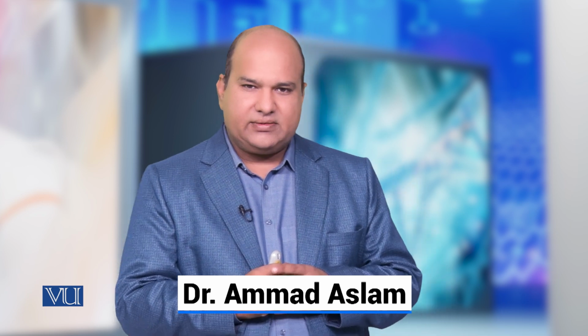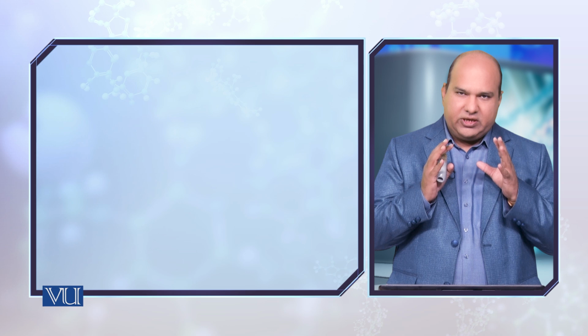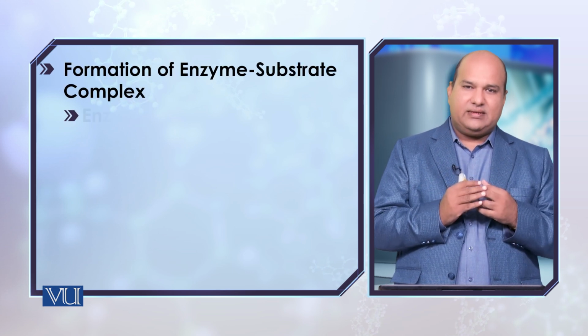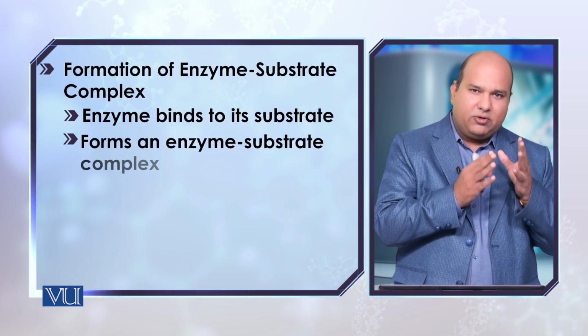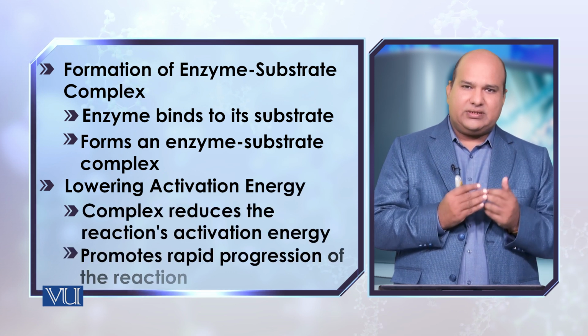So let's talk a little bit about how the functioning of the enzyme actually occurs. As already mentioned, one of the very starting things as far as the functioning of the enzyme is concerned is that a complex has to be formed between the enzyme and the reactant or the substrate. That is known as the enzyme substrate complex. One feature of this complex is that, because of its formation, the activation energy of the reaction is lowered.